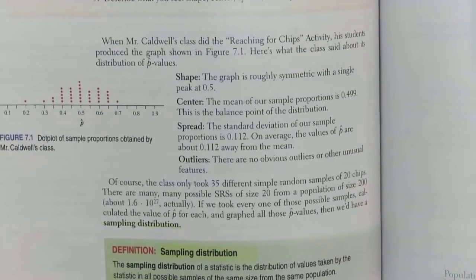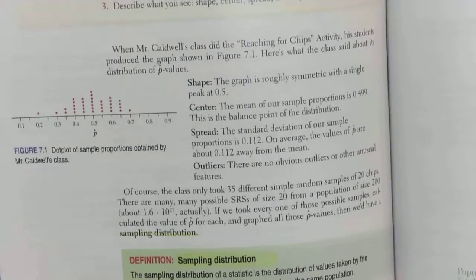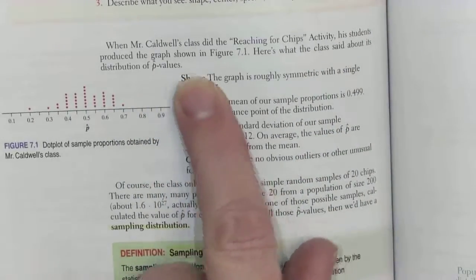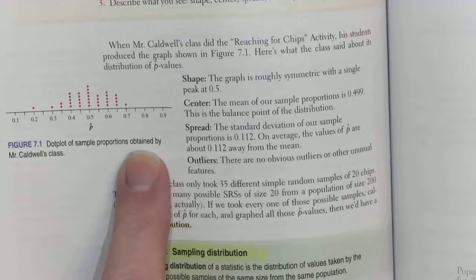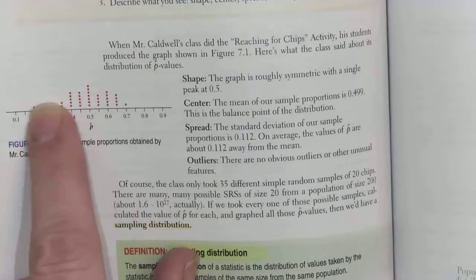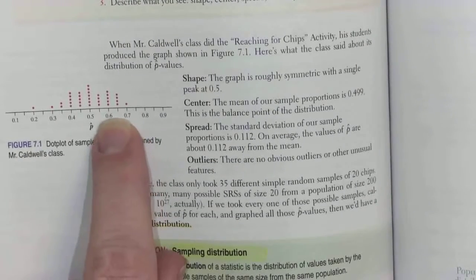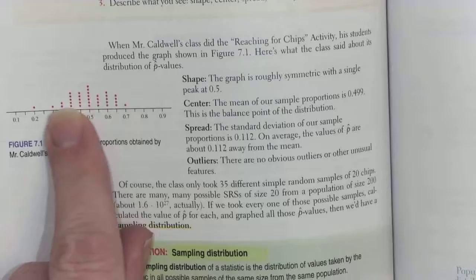They have talked about Mr. Caldwell's class that actually did this Reaching for Chips activity. His students produced the graph shown in Figure 7.1, right here on the screen. Here's what the class said about its distribution of p-hat values. So this is the distribution of the p-hat values for Mr. Caldwell's class. The highest one was 0.7. Dahana's wasn't far off from that. Hers was 0.65, and Seth's was 0.4, over here.